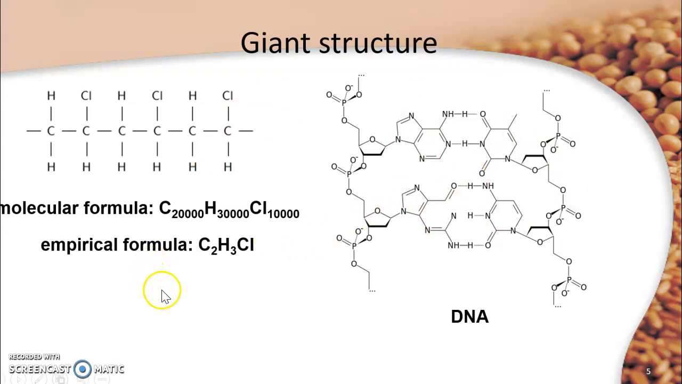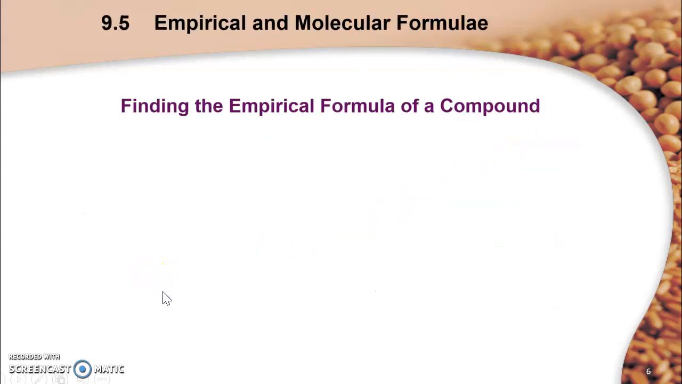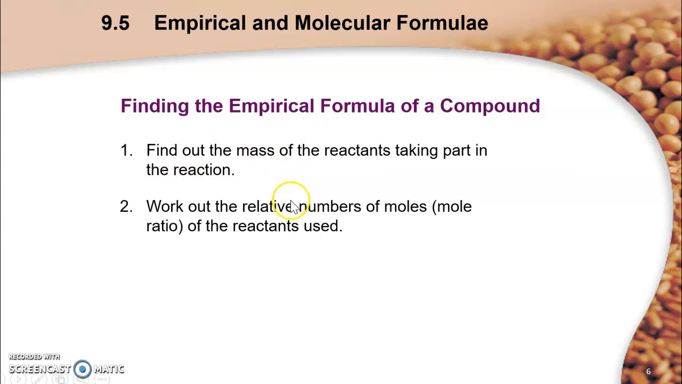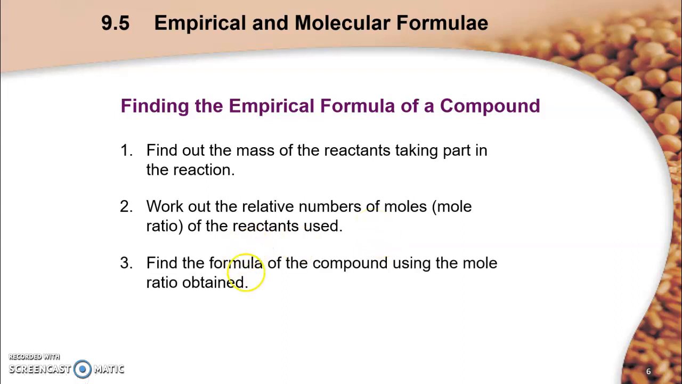Now we're going to learn how to find the empirical formula of a compound. The first step is to find out the mass of the reactants taking part in order to make the compound. This first part, the mass, is usually given in the question. Step 2 is to work out the relative numbers of moles, which is the amount of substance, of the reactants being used. Step 3 is to find the formula using the mole ratio obtained.